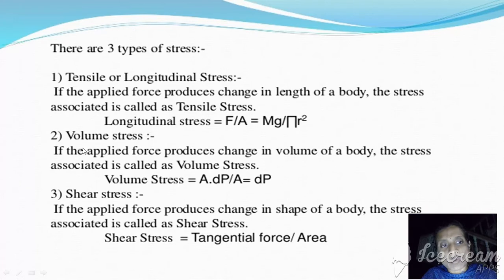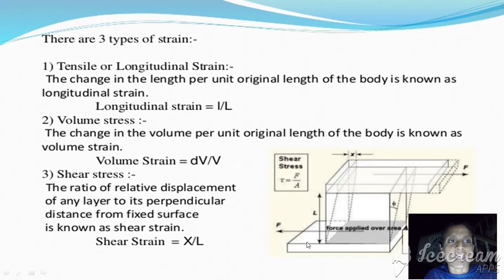Similarly, when we correlate to the volume stress, the formula is force by area, and the force is A into dP, where dP is the change in the pressure of the body, divided by area. Both A's cancel, then we get dP, the change in the pressure of the body. Later, for the change in the shape of a body, that is shearing stress, the formula is the tangential force acting on a certain area of the body.